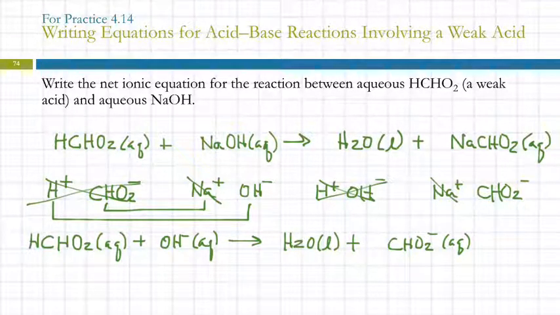Remember, going from molecular equation to ionic equations, you separate aqueous substances except for weak acids. You do not separate anything with an L, a G, or an S. You just copy down the entire formula. So the weak acids, that's the one that's going to trip you up.